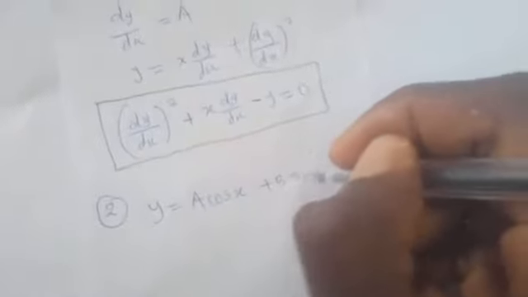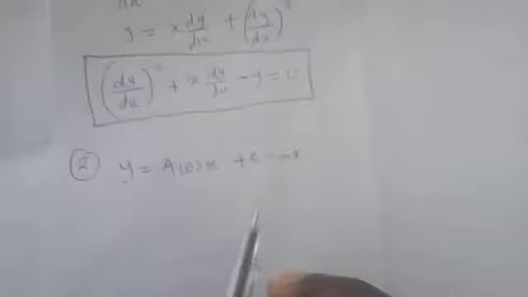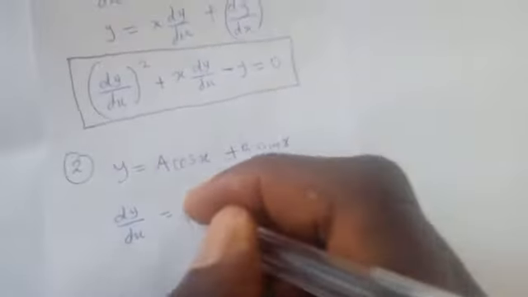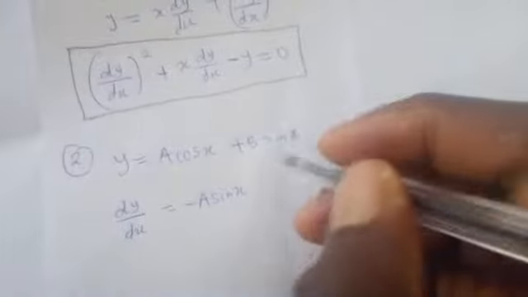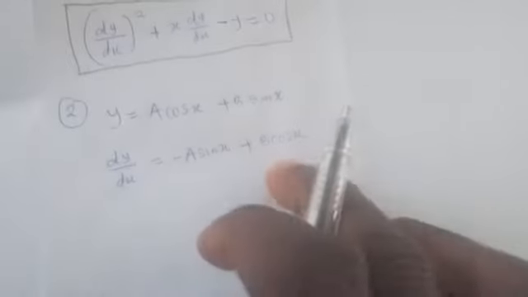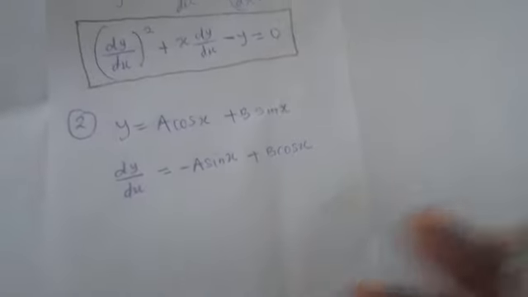Now, let us take the second one. I have y equal to a cos x plus b sin x. So here I have two constants. So it means I'm going to differentiate what? Twice. So if I differentiate y with respect to x, I'm going to have dy/dx equal to what? If I differentiate a cos x, I'm going to have negative a sin x. If I differentiate positive b sin x, I'm going to have positive b cos x. So I'm still going to differentiate here the second time. I'm not going to stop here because I need to eliminate constants a and b. I don't like these constants.